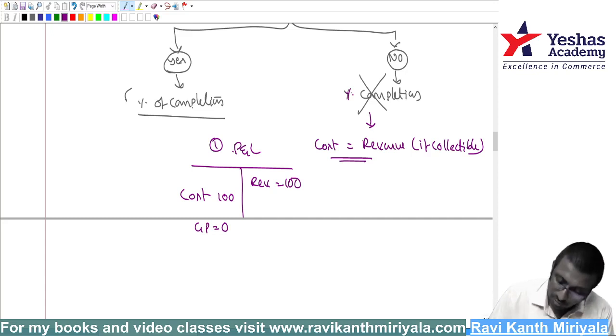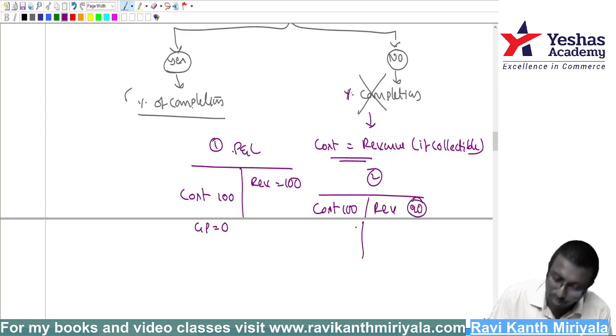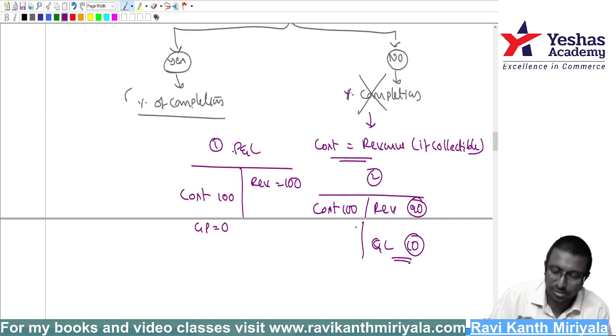Okay, right. So the second situation. Let us say the cost is 100 rupees I spent. But sir, I can collect only 90 rupees under any circumstance. Okay, then revenue is equal to 90 only, you are supposed to book. Fine, no problem. Gross loss is equal to 10 rupees.